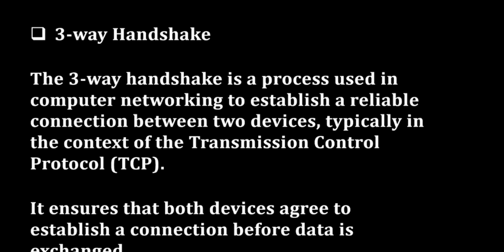In this lecture, you will learn about the three-way handshake. The three-way handshake is a process used in computer networking to establish a reliable connection between two devices, typically within the context of Transmission Control Protocol. As mentioned in the previous lecture, the three-way handshake is employed in TCP, right? It ensures that both devices agree to establish a connection before data is exchanged. In a similar manner, if two individuals want to communicate, both parties need to agree before they can engage in a conversation, right?